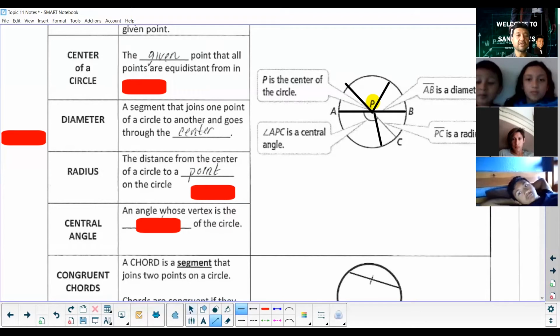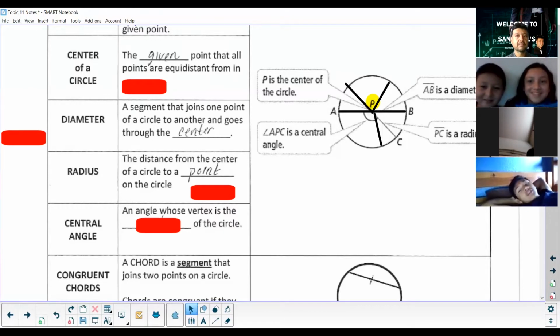Okay, Marcus, go ahead and read the next vocabulary term. Central angle. The angle whose vertex is the blank of the circle. Okay, so in this case, let me hit undo. All right, the blank is? Center. So reread it again. An angle whose vertex is the center of the circle.